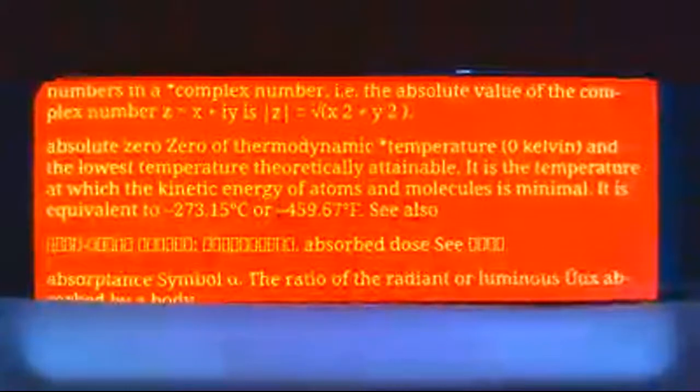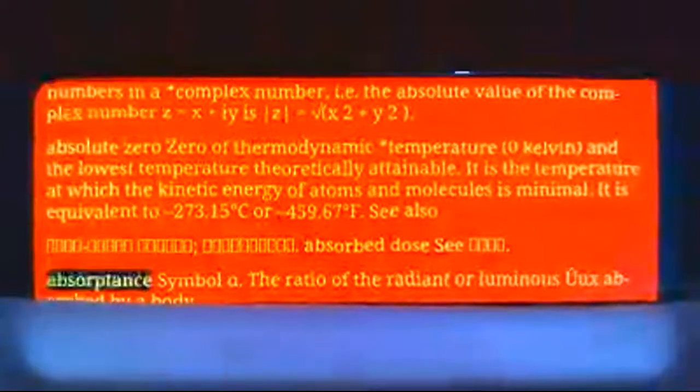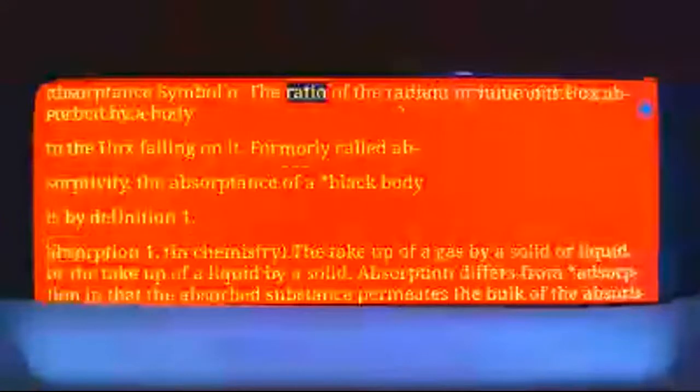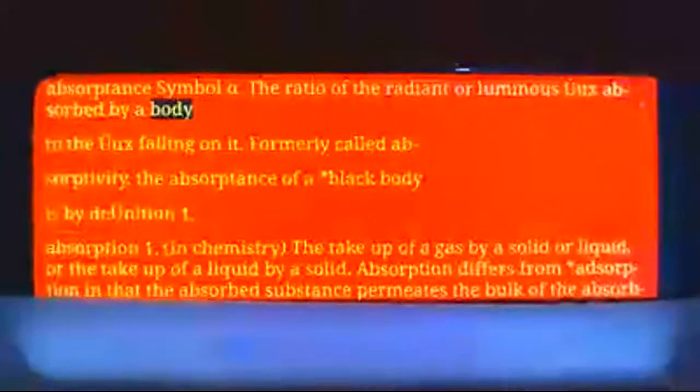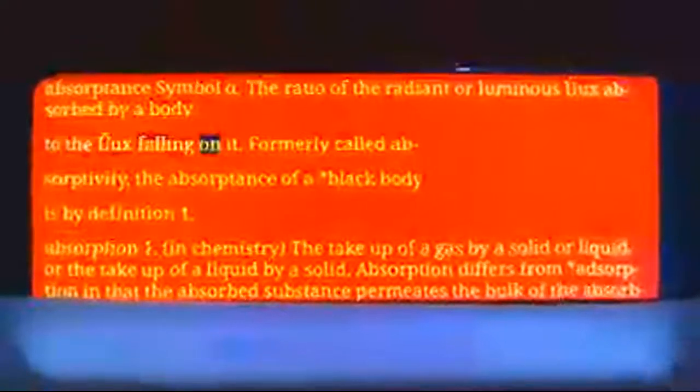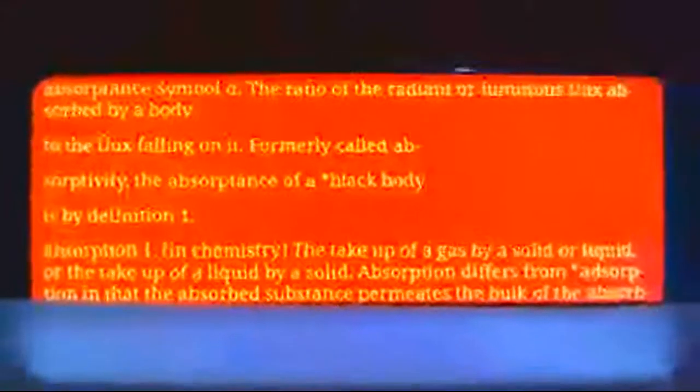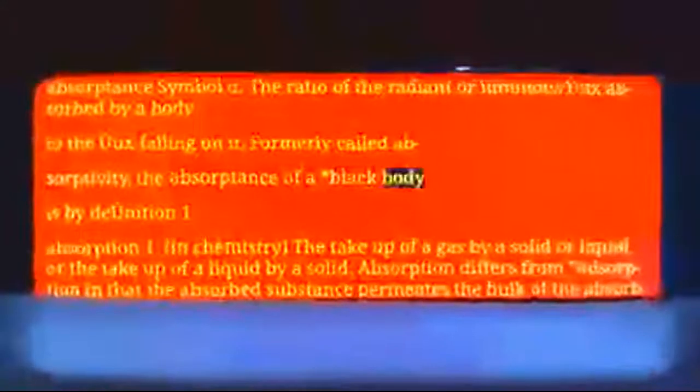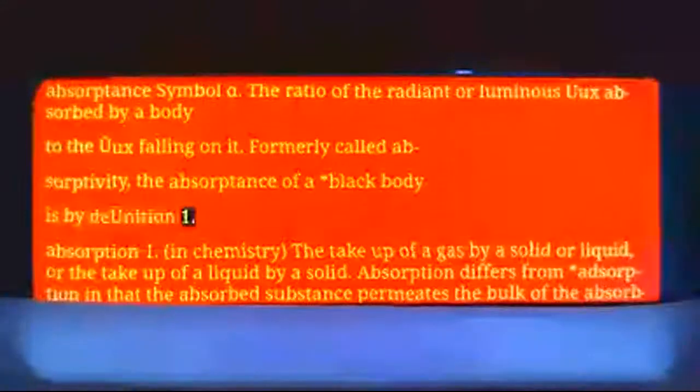See also absorbed dose. Absorptance, symbol alpha: the ratio of the radiant or luminous flux absorbed by a body to the flux falling on it. Formerly called absorptivity. The absorptance of a black body is by definition 1.